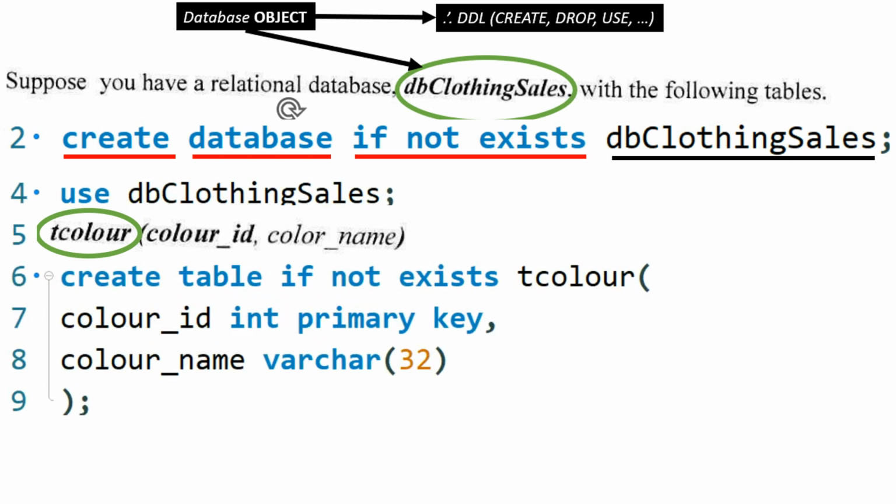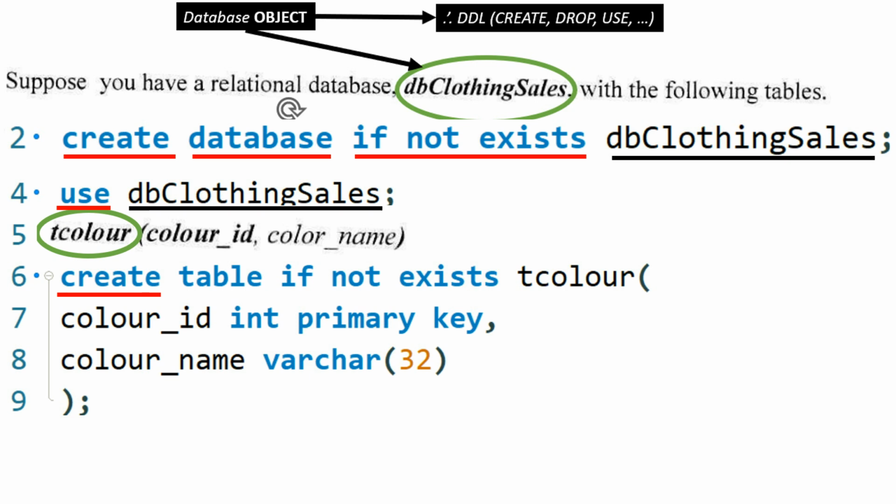So before we do the creation of T color, because we may have many databases, if we just write the query from line number 6, which is saying create table, we may create the table but in a different database. So we have to specify the database that we want to use, so that everything that we are going to run after this command, which is on line number 4, is executed with respect to DB clothing cells. Therefore, we write use DB clothing cells, which is DDL, because we are dealing with database objects.